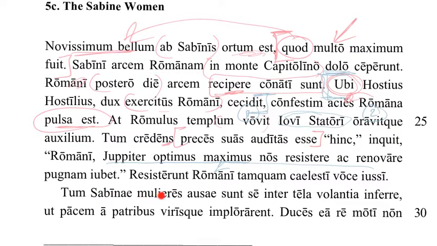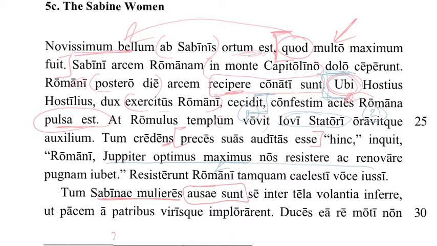Tum Sabinae mulieres ausae sunt se inter tela volantia inferre, ut pacem a patribus virisque implorarent. Okay, we've got some interesting stuff going on. First of all, the Sabine girls who were kidnapped are no longer called girls. They are now mulieres, probably because they are married women. Okay, your verb here, ausae sunt.